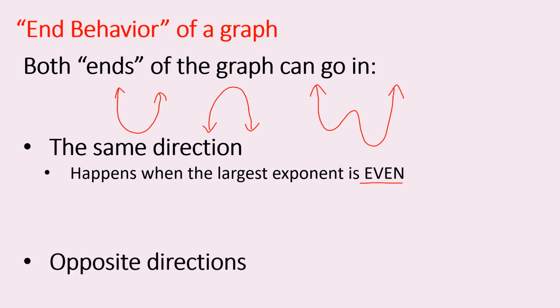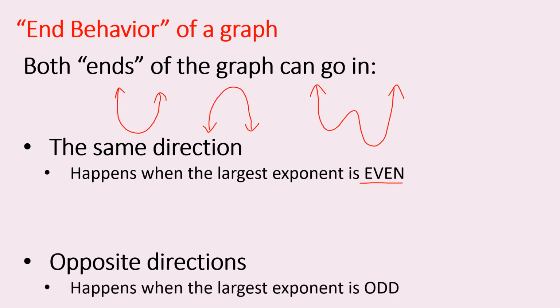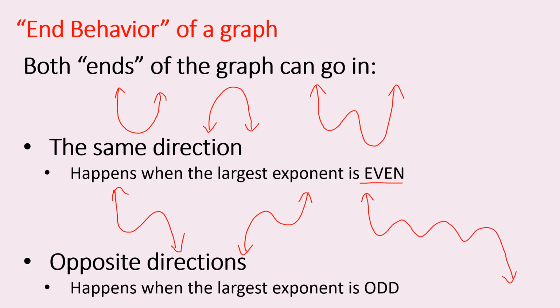Conversely, the ends can also go in opposite directions. This happens when the largest exponent is odd. So in this case, we would have something like this, or flipped, something like that. It also can snake back and forth a bunch of times before heading in the opposite direction.